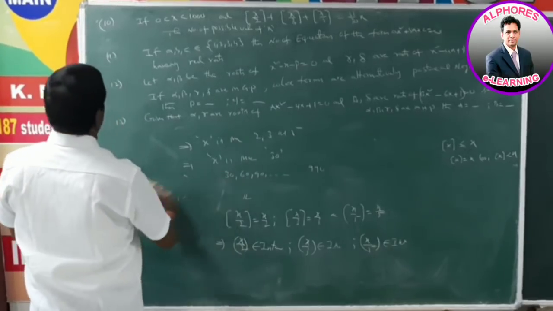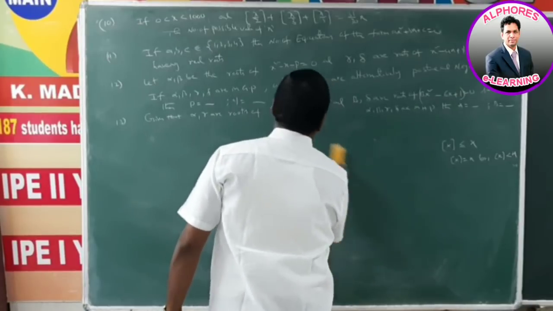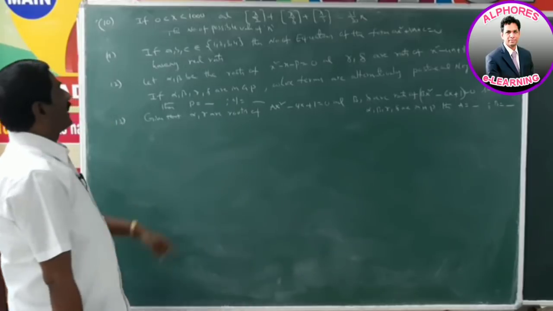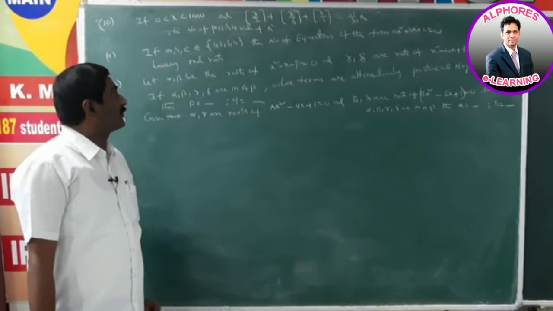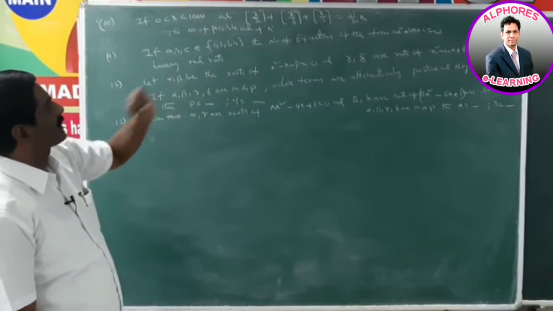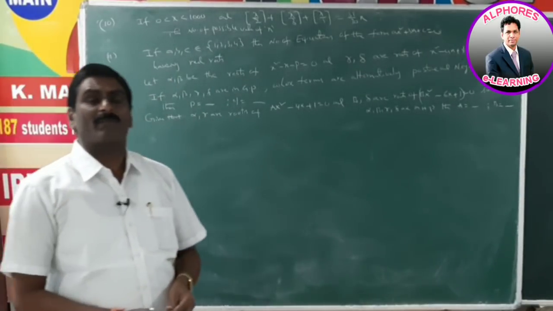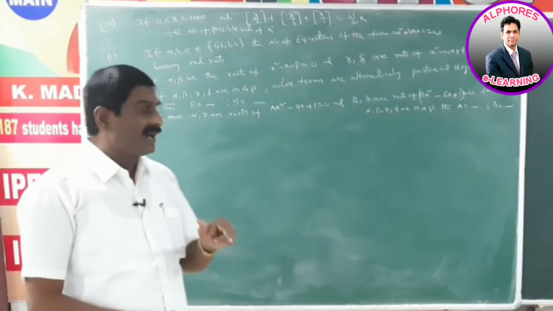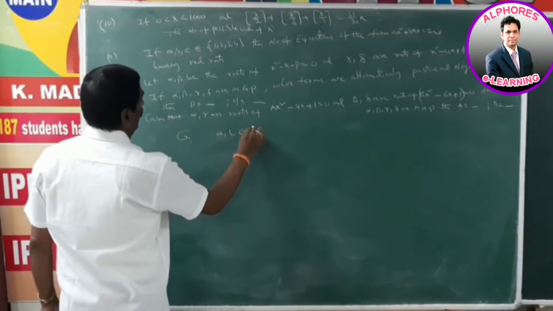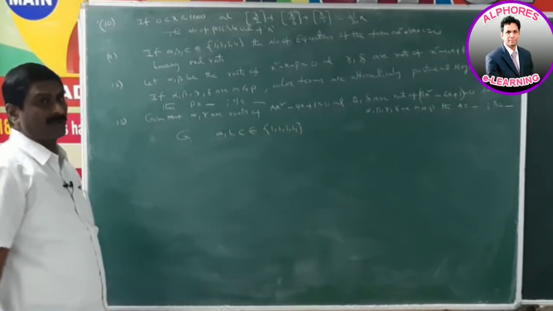Okay. Next, 11th one. If a, b, c belong to {1, 2, 3, 4}, then find the number of equations of the form ax² + bx + c = 0 having real roots. That means the quadratic equation ax² + bx + c = 0 having real roots, and a, b, c belong to 1, 2, 3, 4. We take the values only 1, 2, 3, 4. Other than these values we cannot take. Okay.